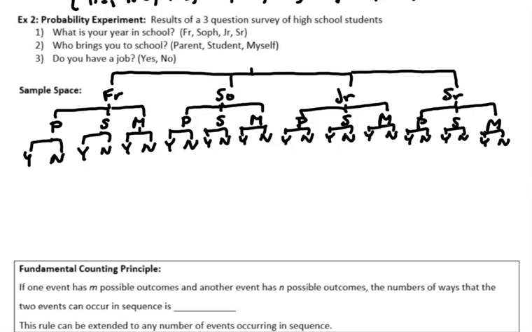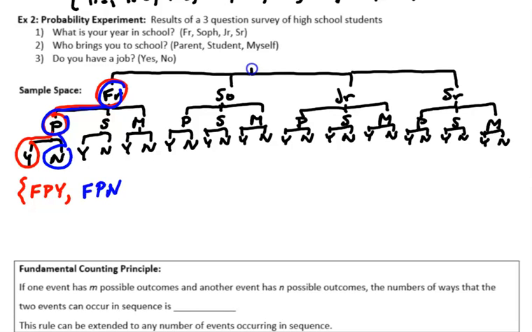So what's my sample space? Well, my sample space is the combination of going through the branches. So let's say I start with the freshman, and I travel along this branch and find out their parent drove them, then I travel along this branch and yes, they have a job after school. So my first outcome would be freshman, parent, yes. Then my second one is I'd go from freshman to parent to no. That would be my second outcome. Freshman, parent drove them, no, they don't have a job after school.